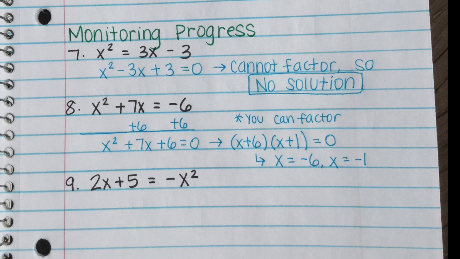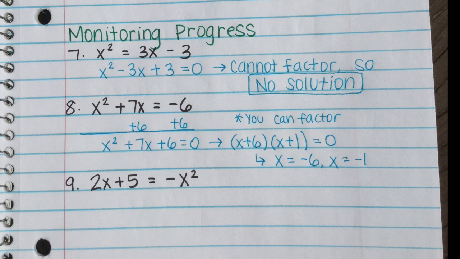And then in number 8, I am going to go ahead and start by rewriting the equation in standard form, which gives me x squared plus 7x plus 6 is equal to 0. And here I was able to factor. So when I factored, I took the quantity of x plus 6 multiplied by the quantity of x plus 1 is equal to 0. And from there, I was able to tell that the solutions would be x is equal to negative 6 and x is equal to negative 1.